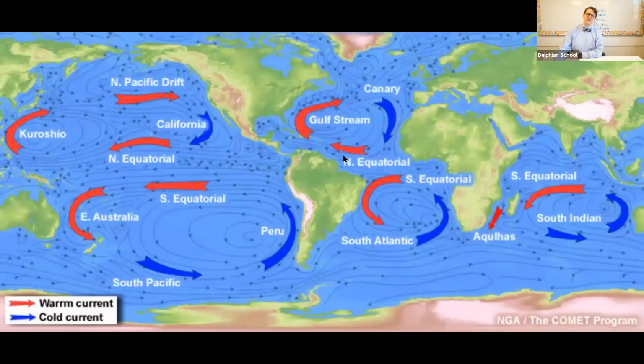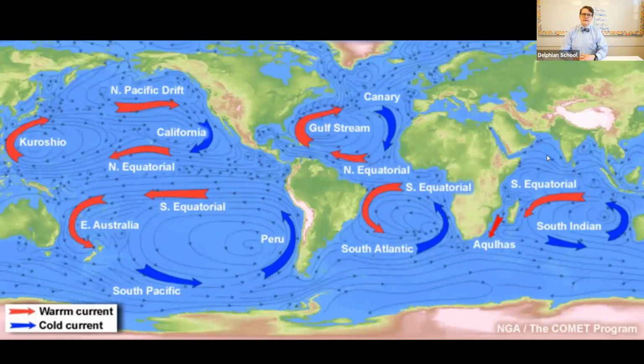Here is one of the really cool things about the oceans: they're always moving. The water is always moving around, and the water moves in very predictable patterns. You can see the red arrows are showing warm water moving around, and the blue arrows are showing cold water moving around. And you'll see that those red arrows, the warm water, is closer to the center of the map here, closer to the equator. And that's the part of the planet that is the warmest. It gets the most sun.